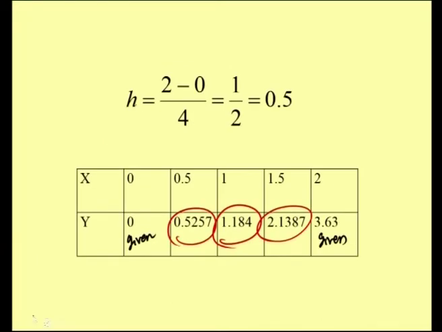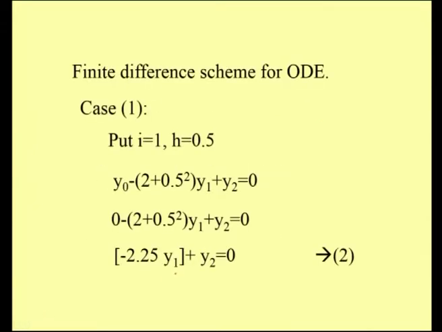You can see the tabular column. This is x0, x1, x2, x3, x4, and this is y0, y1, y2, y3, y4. This y1, y2, y3 are unknown. We are finding them and then filling them in here. 0.5257 is the value which you are going to find out. After finding, we have to substitute here for further calculations. So, y1, y2, y3 are unknown at present. So, y1 and y2 are kept as they are and we get an equation in terms of y1 and y2.